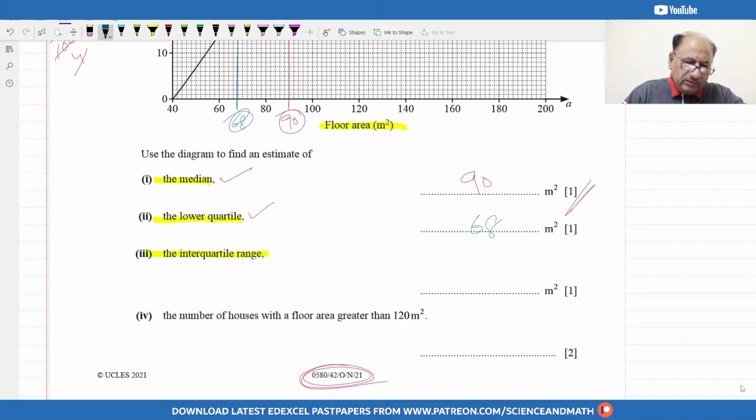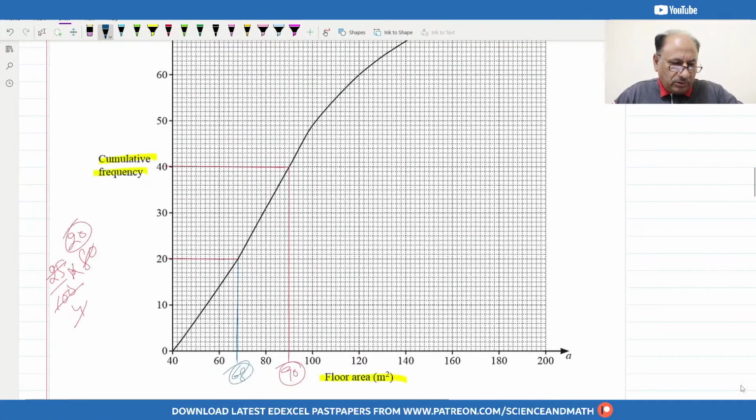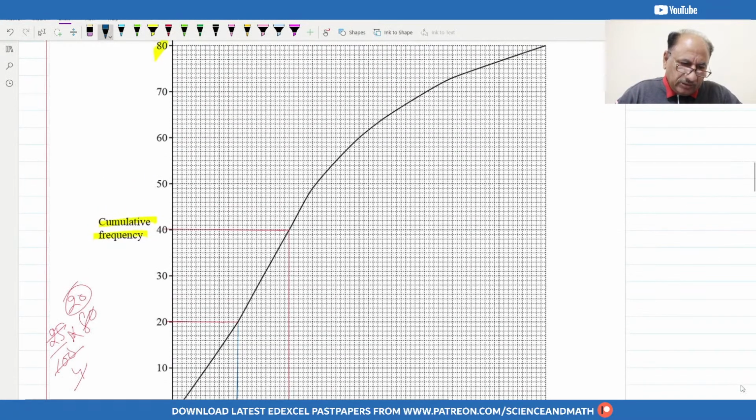Then they are saying the interquartile range, and interquartile range, as we discussed, is upper quartile minus lower quartile. Lower quartile we already have, which we have calculated as 68. Now we can calculate the upper quartile. So upper quartile is basically 75th percentile of 80. So this will be 25 threes are 75, and 4s are 100, and 4 20s are, and this will be equal to 20 into 3 will be 60.